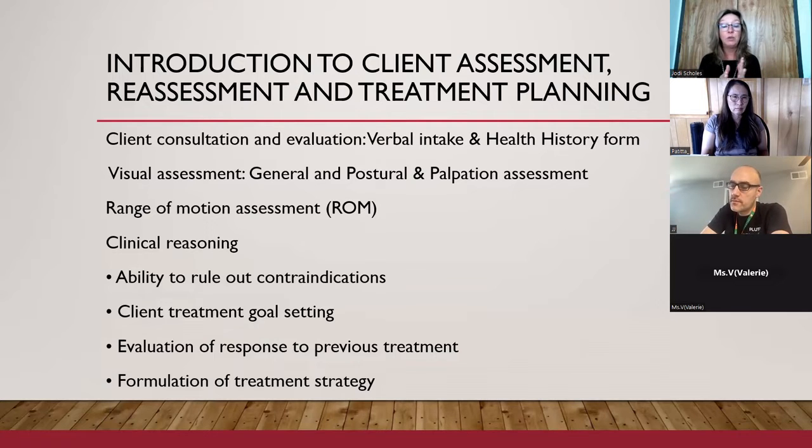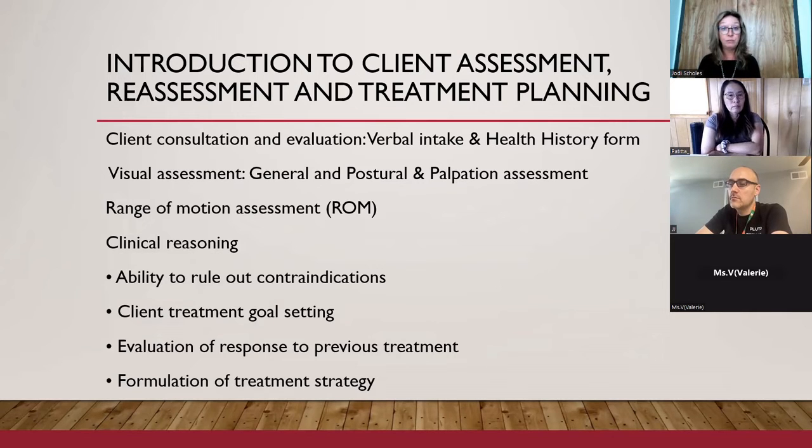It also includes your ability to rule out contraindications, to set goals for the treatment, realistic goals, to evaluate as you're in the session. How's this session going? Do I need to spend more time here? Do I need to include hamstrings as far as this lower back is concerned? How am I formulating my treatment strategy?